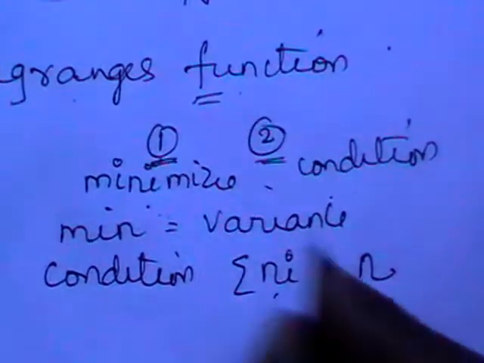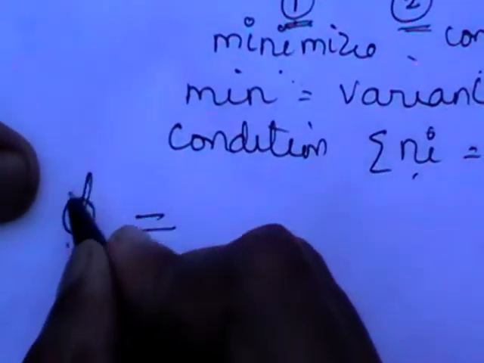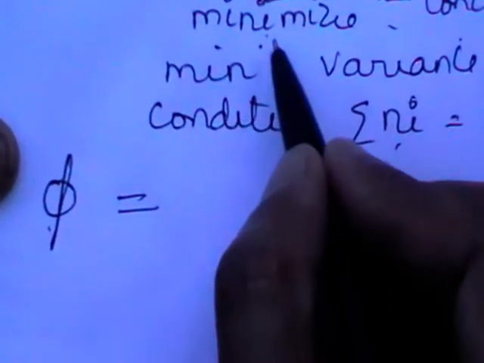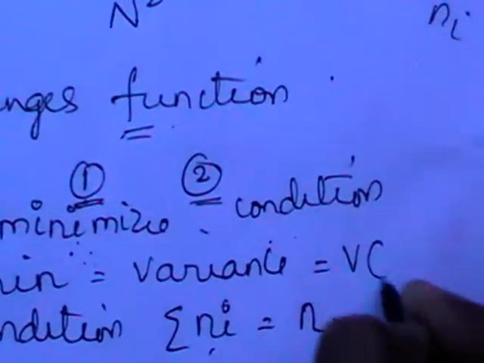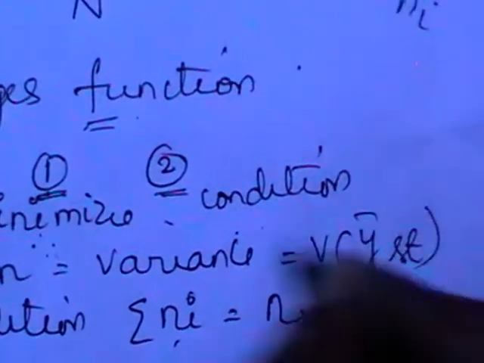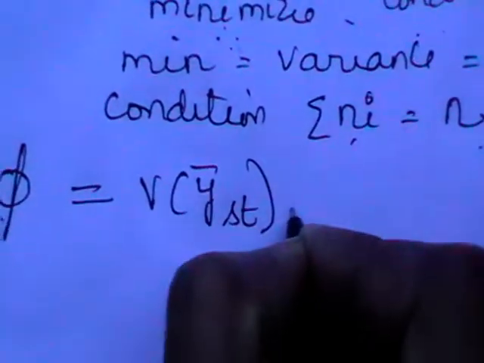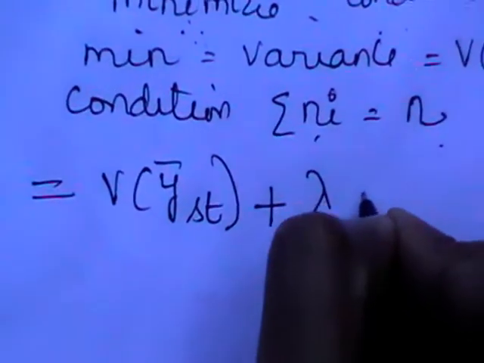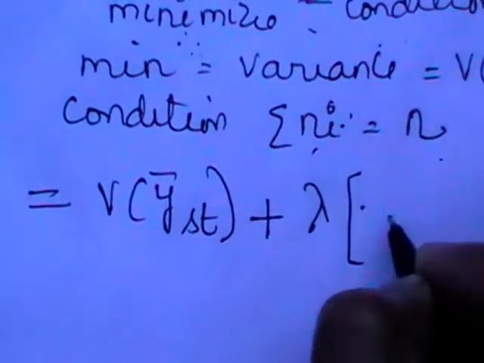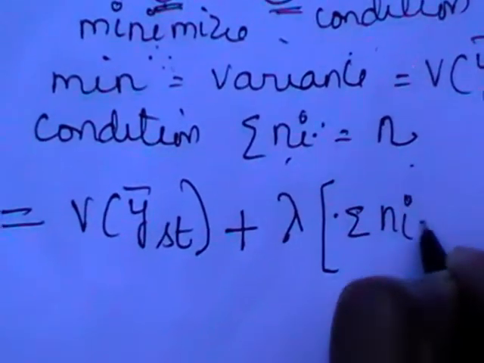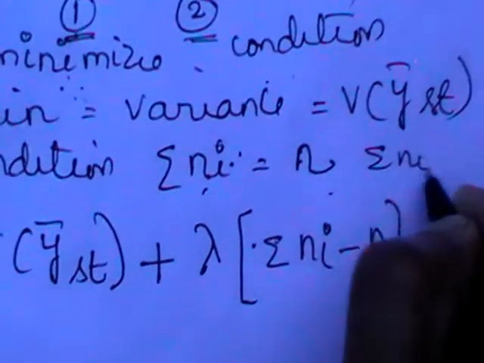Total sample size from each stratum is small n. If we denote the Lagrange's function with phi or any other Greek symbol, first you should write the one which we are going to minimize. We are going to minimize the variance, which we indicate with variance of y bar st, plus lambda. Lambda is called Lagrange's constant. Lambda into the condition, which is sigma ni minus n, if you bring this to the LHS.